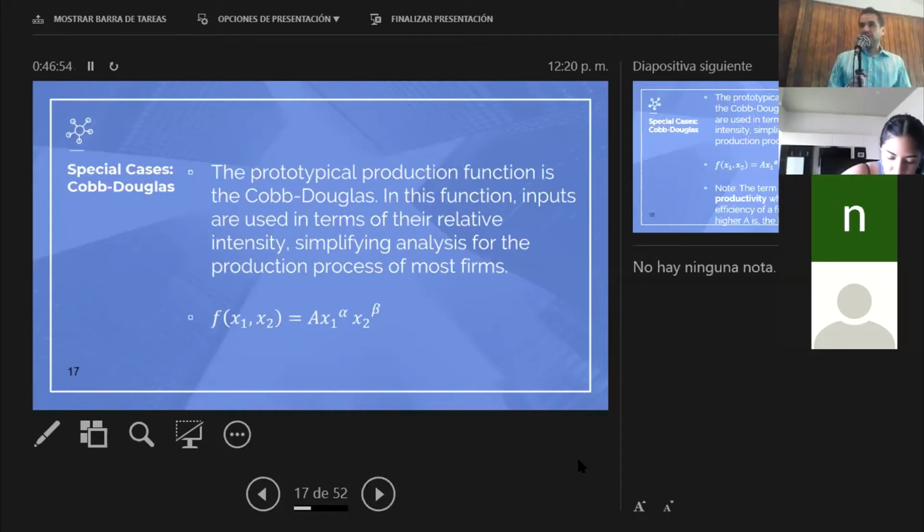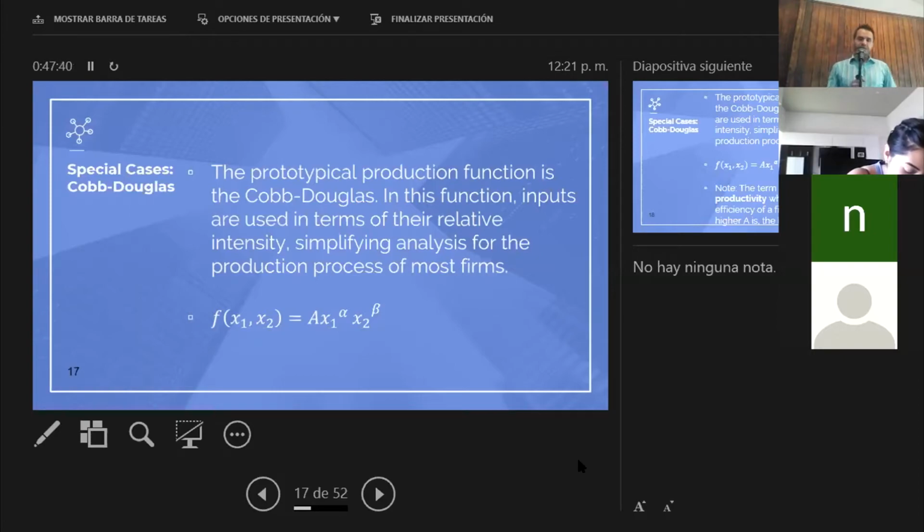Son tus inputs, literal, son X1 is labor and X2 is capital. Y the alpha and the betas, exponents on the function, are the intensity, es decir, qué empresa es más labor intensive or what firm is much more capital intensive. En el ejemplo de Nike, de las distintas factories in different places in the world, one factory was more labor intensive, alfa era un porcentaje más grande, alfa está entre 0 y 1 normalmente, so it would be like 70%, ¿no? 0.7. And beta would be 0.3, ¿no? El remaining para hacer el 100% de tu producción.